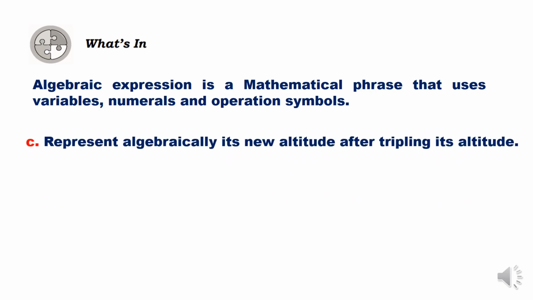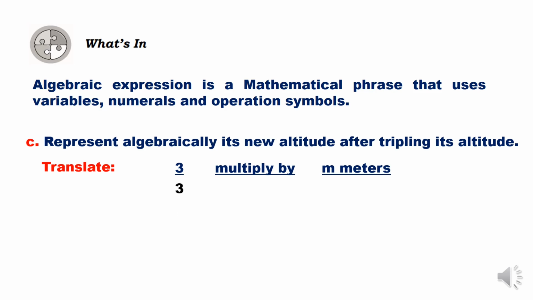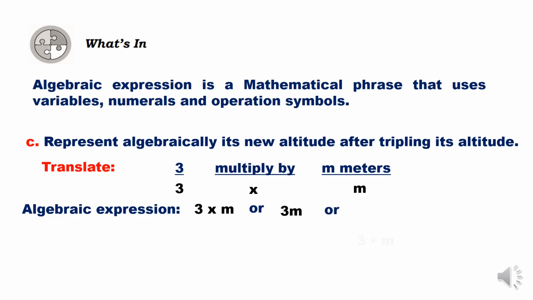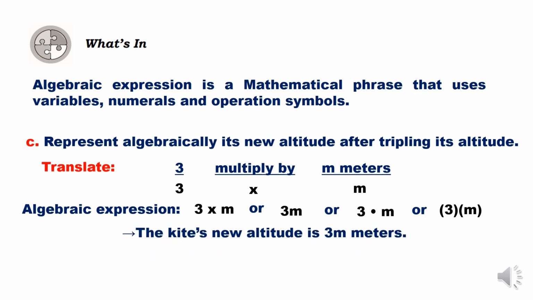Letter C. Represent algebraically its new altitude after tripling its altitude. Translate 3 multiplied by m meters. 3 times m. Algebraic expression: 3 times m, or 3m, or 3 multiplied by m. The kite's new altitude is 3m meters.